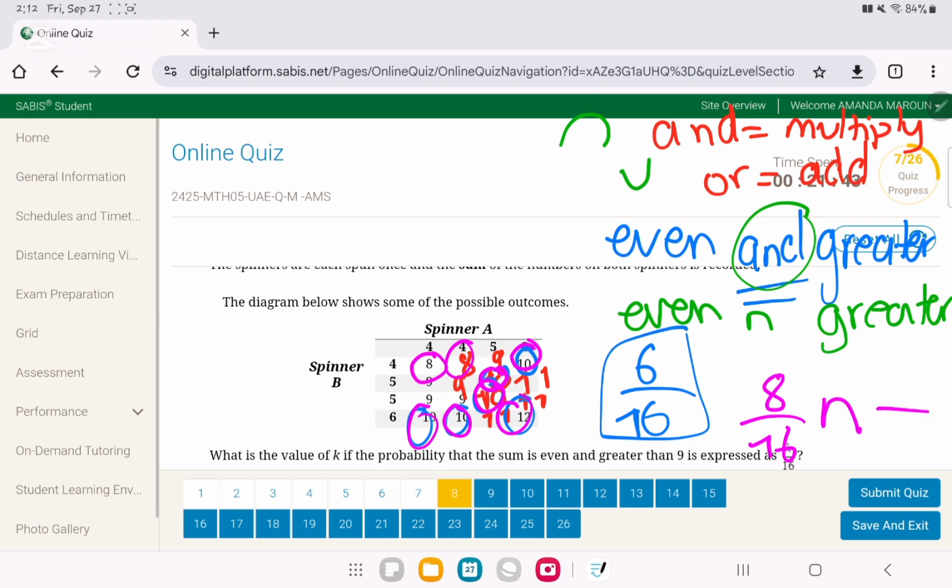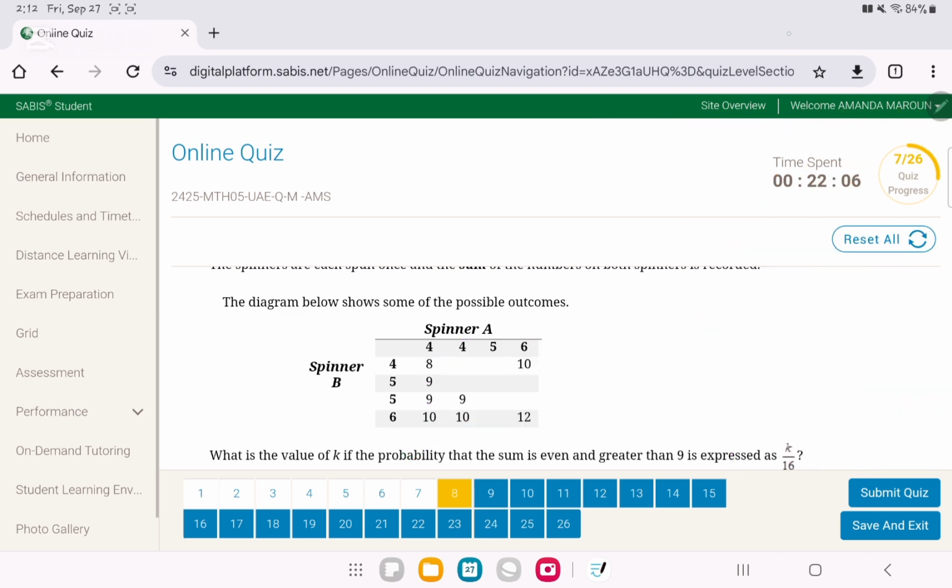Now we're gonna do the intersection with greater. Which ones are greater? We have 10, 10, 10, 10, 10, and then 11, 11, 11, 11. So in total it's gonna be 9 out of 16. Okay? So the intersection between these two, let me do it again.